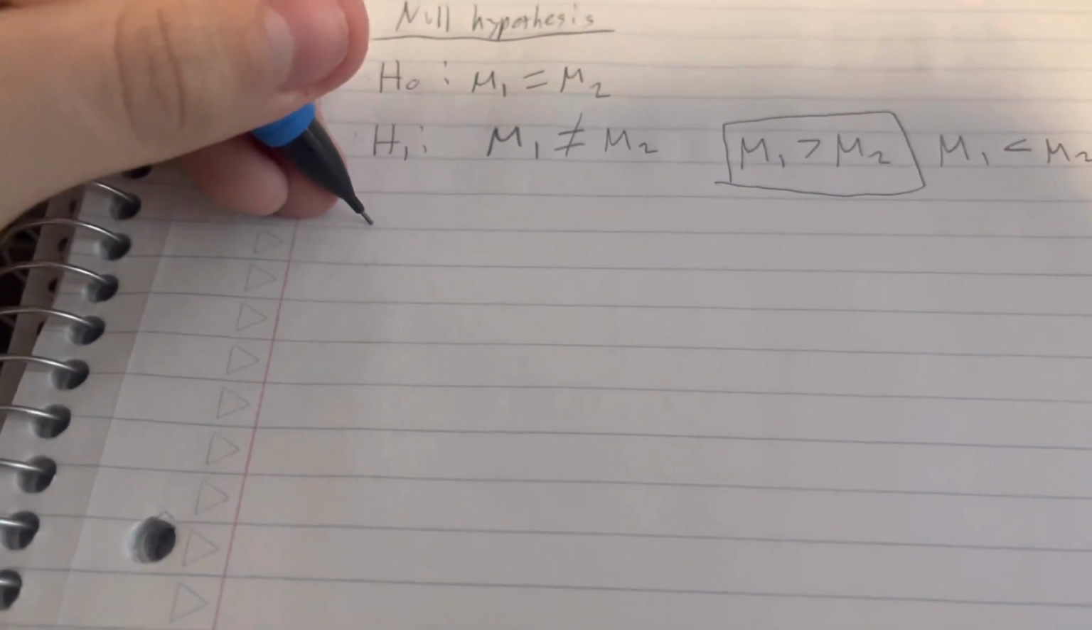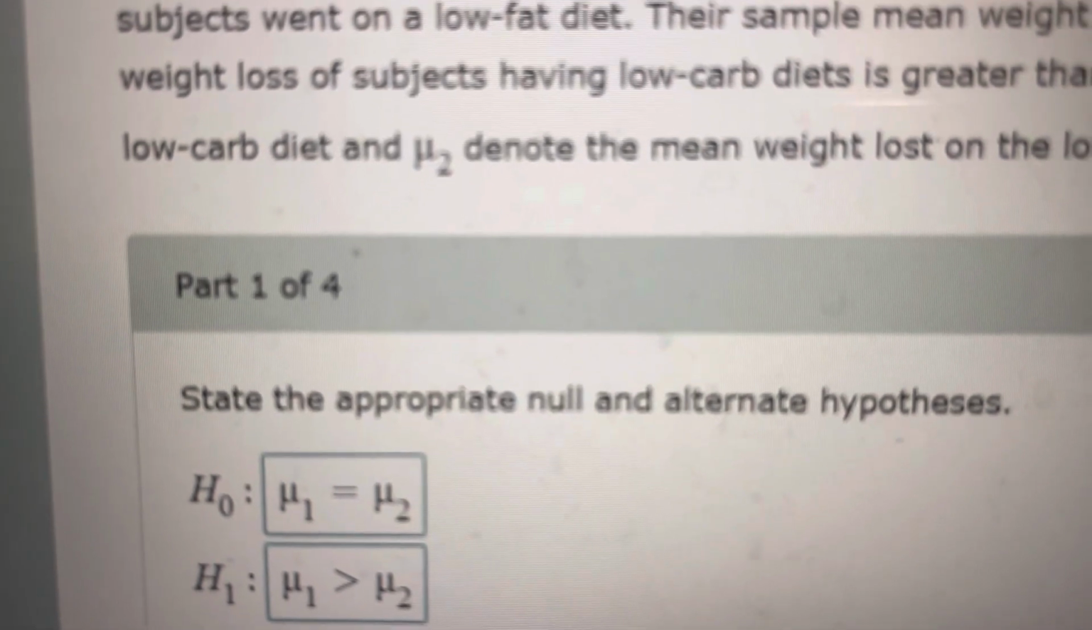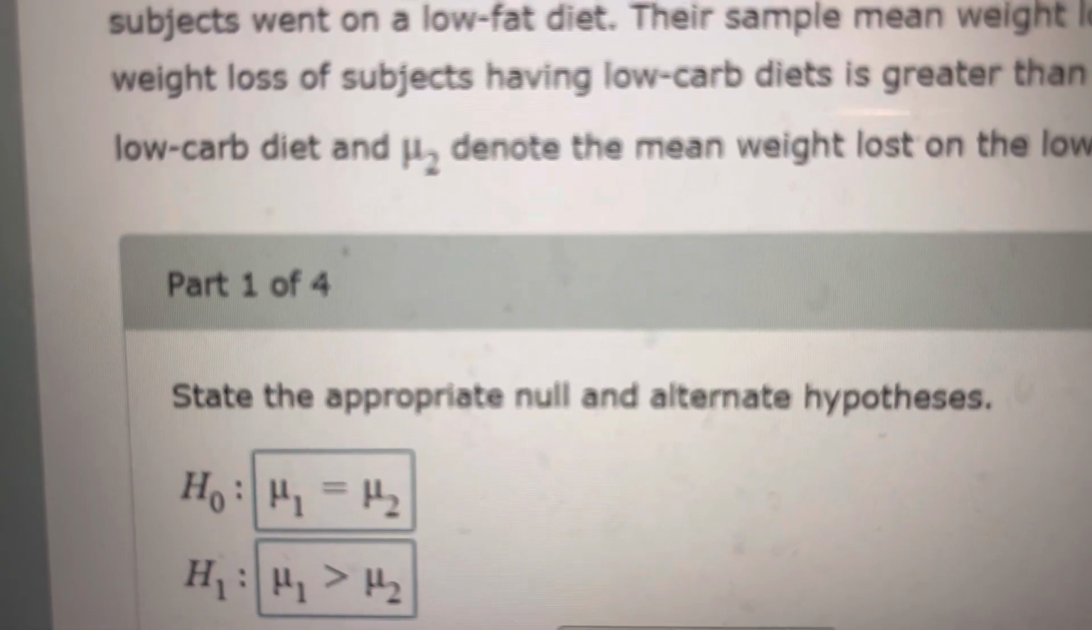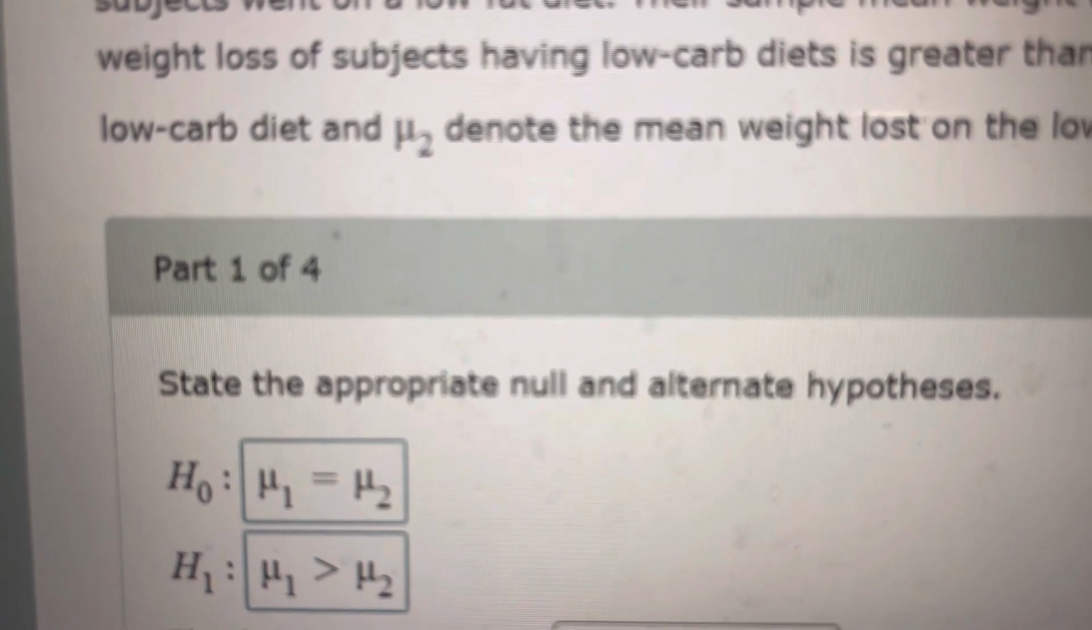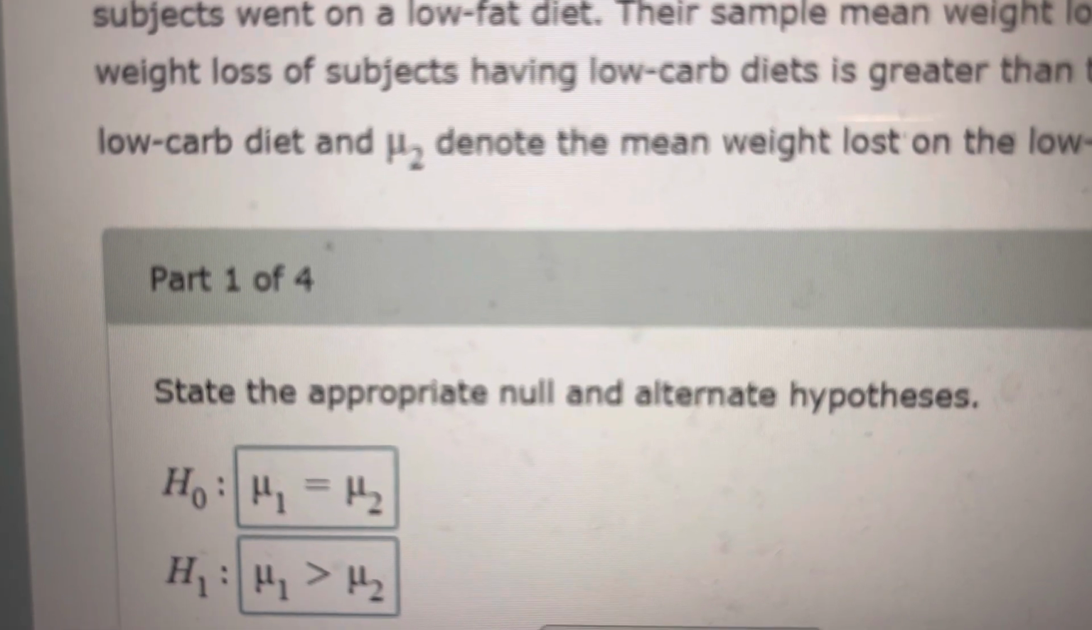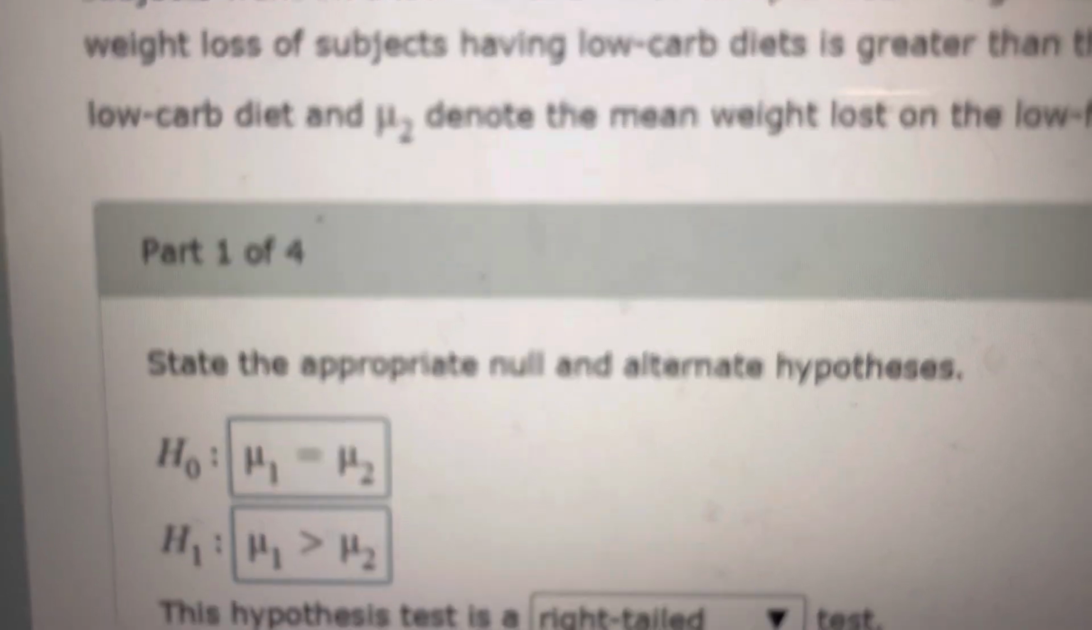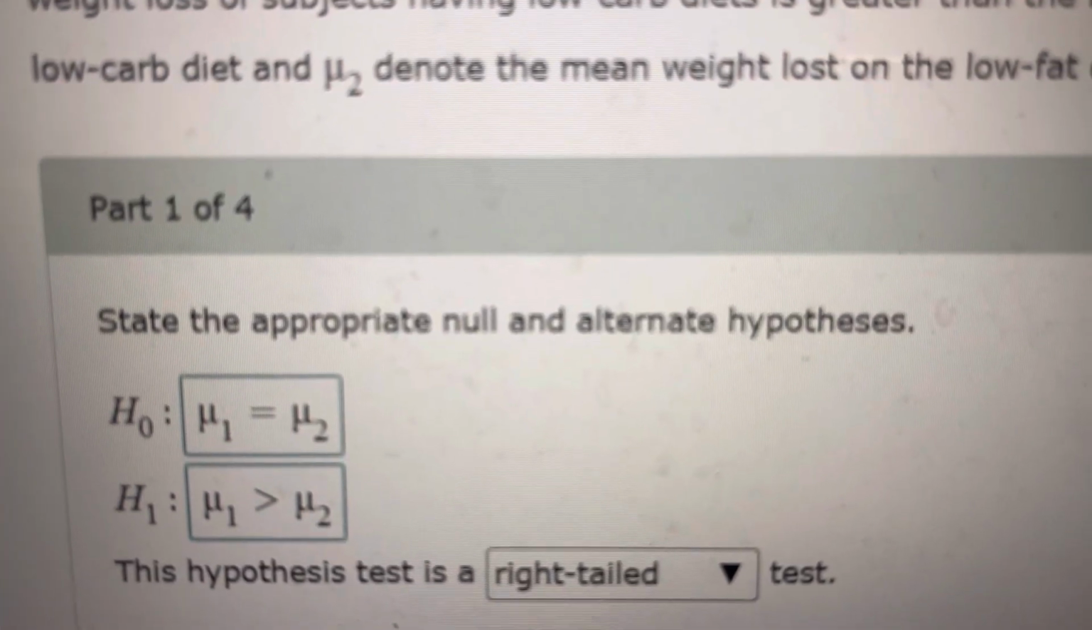So write that down again. Actually, I have it set right here. So the null hypothesis would be U1 is equal to U2, or mean 1 is equal to mean 2, and the alternate hypothesis would be mean 1 is greater than mean 2, which makes it a right-tailed test.